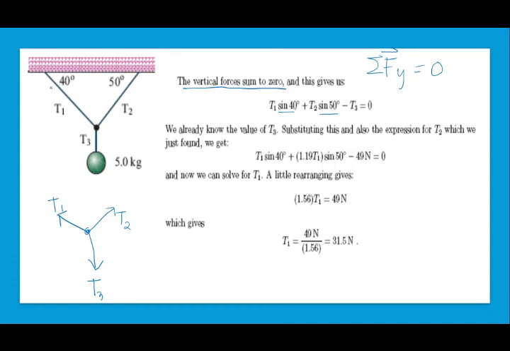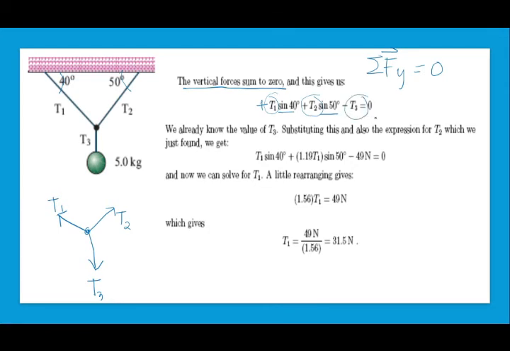So, T1, ito siya. So, ano yung angle na meron siya? It's 40 degrees. And pataas siya. That's the reason why it is positive. T2, again, so ito yung angle ni T2. And pataas ulit siya. That's the reason why it is positive. Now, for T3, pababa siya. So, it's negative and it's equal to 0. Now, we have again three unknowns in one equation.